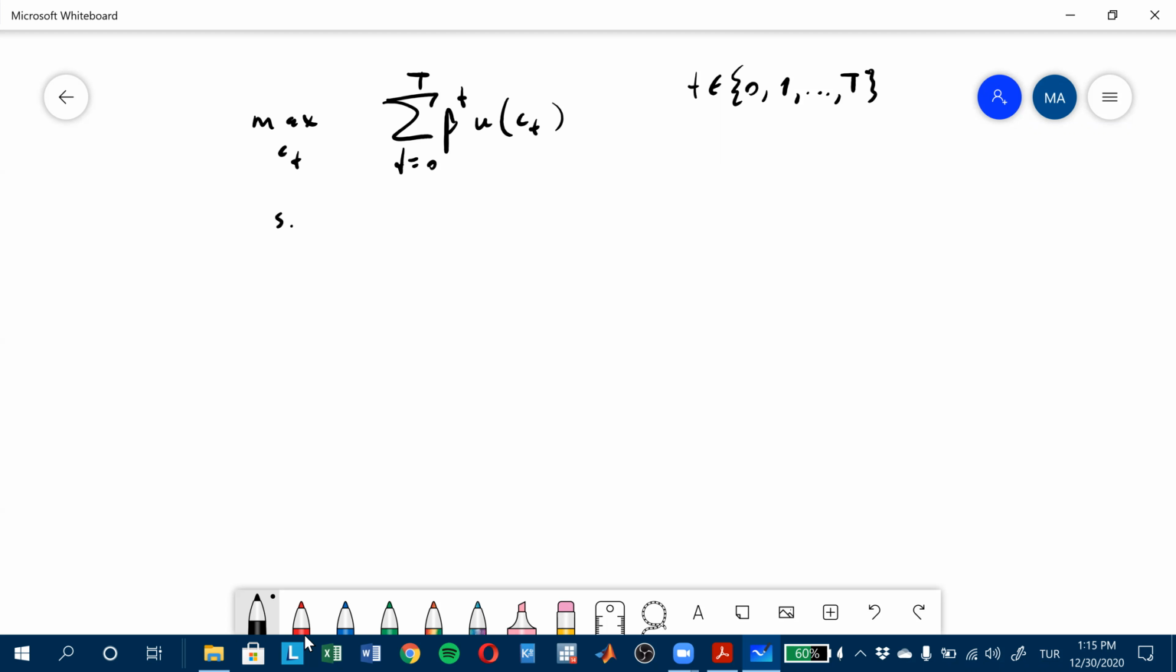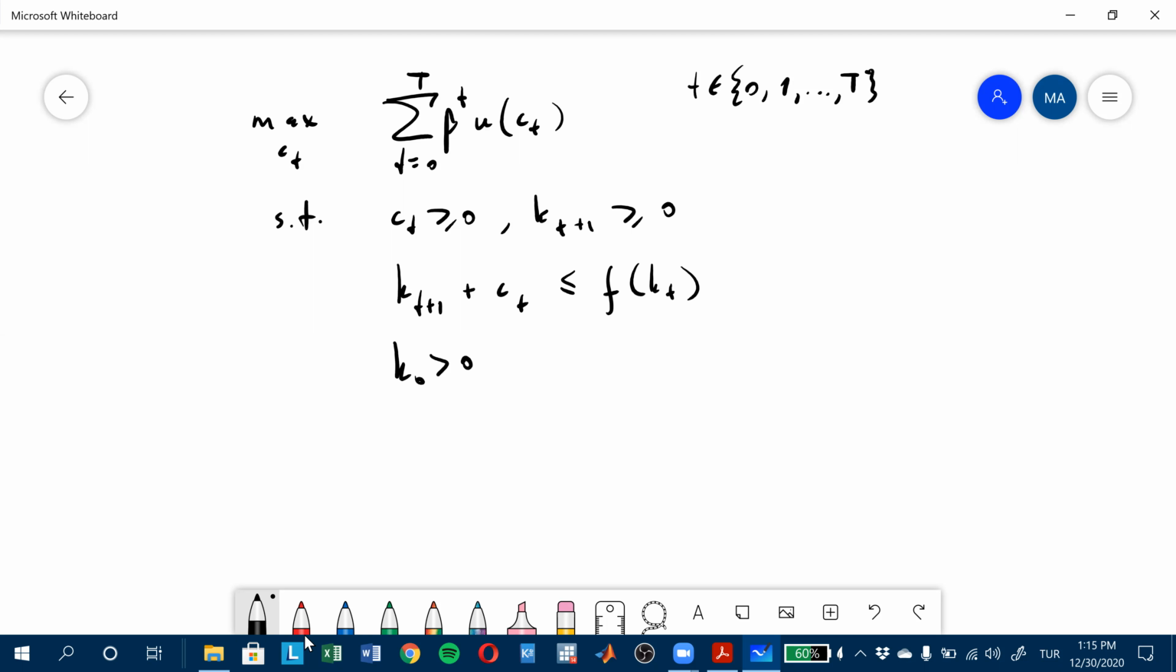Now this problem is subject to what? First, there will be some non-negativity constraints. Now you understand that Kt is the capital stock. And the sum of my saving and my consumption will be less than or equal to my output. And finally, I'm going to assume that initially we know K0. Obviously here, C is your consumption and K is capital.